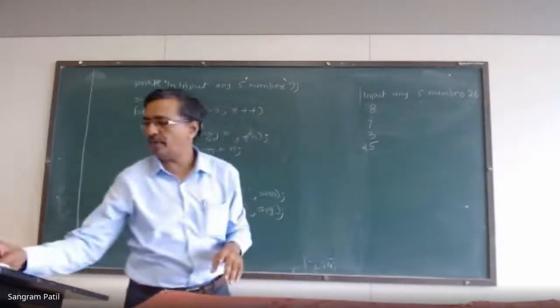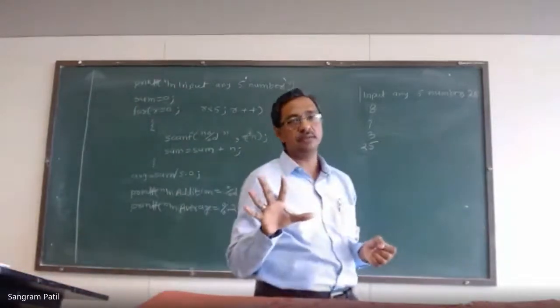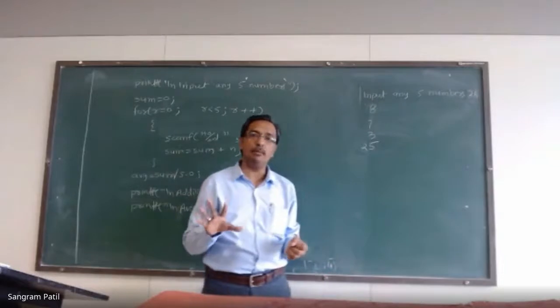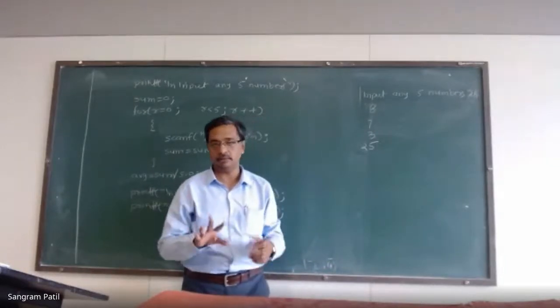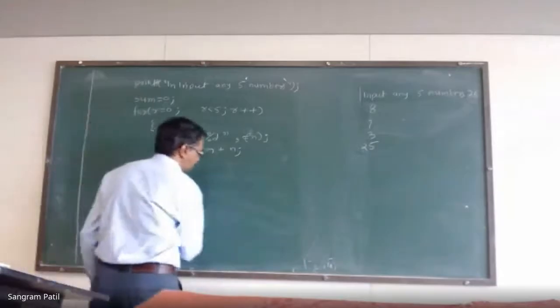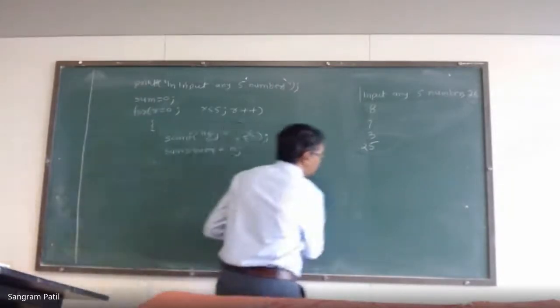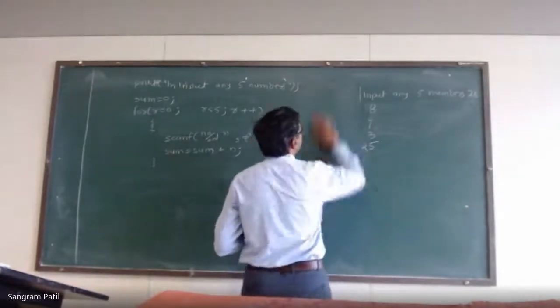So I want to modify this program as: write a program to read 5 numbers and add only those numbers which are less than 10. We don't want to calculate average. We want to calculate simple addition of those numbers which are less than 10.